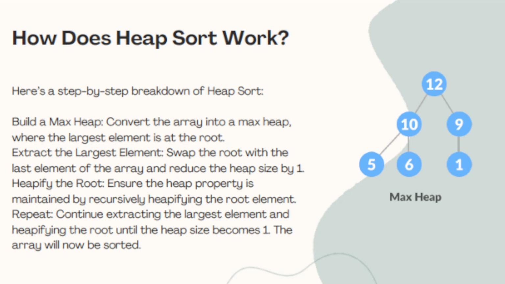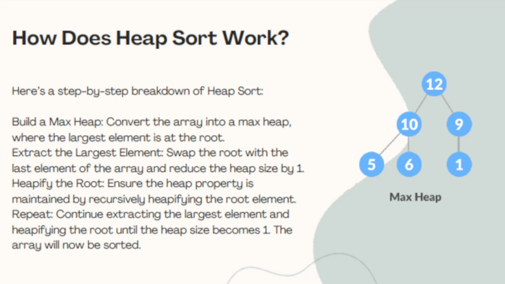Now, how to build a max heap? Convert the array into a max heap where the largest element is at the root. Swap the root, the largest element, with the last element of the array and reduce the heap size by 1. Ensure the heap property is maintained by recursively heapifying the root element. Continue extracting the largest element and heapifying the root until the heap size becomes 1. The array will now be sorted.